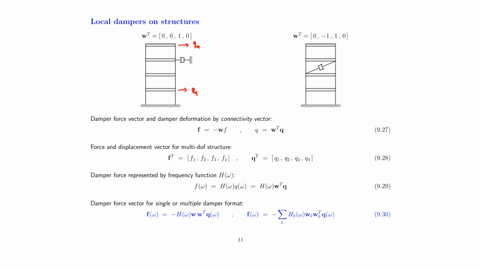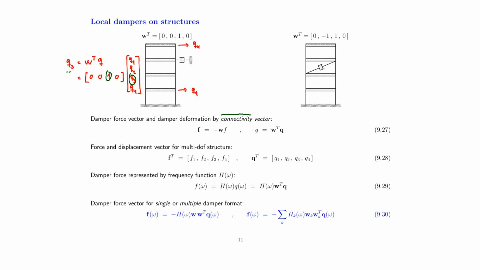And on the left figure, we have a damper acting directly on Q3. So Q3 is defined as the vector placing the damper, that's W, multiplied by the Q vector. And that means that this V transpose must be 0, 0, 1, 0 for Q1, Q2, Q3, and Q4 to isolate Q3 by this scalar product. And this defines the so-called connectivity vector W.